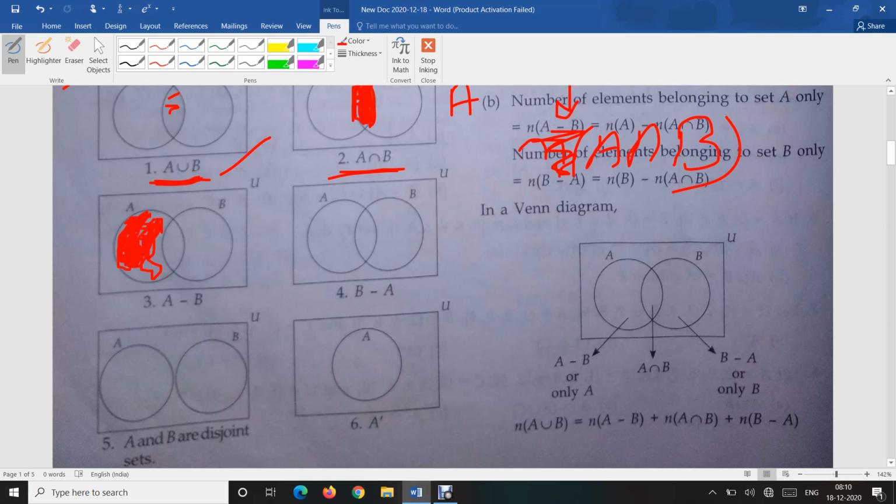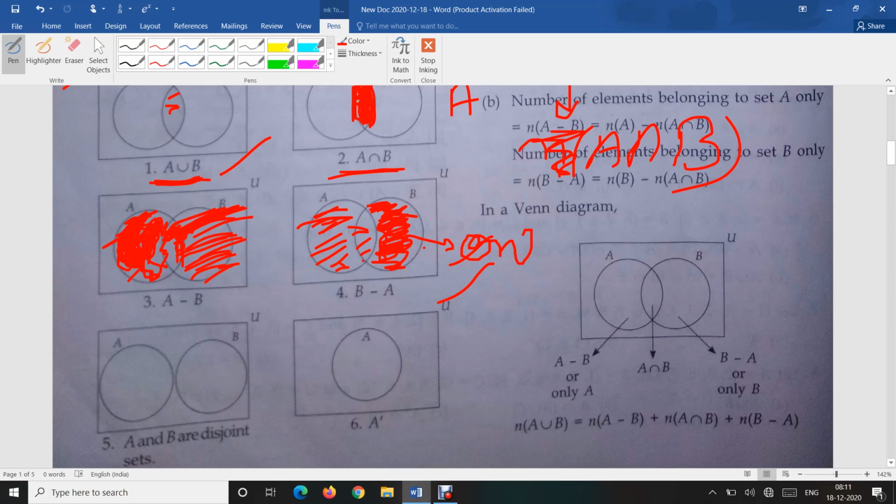is A minus B. Because we have to remove the common portion and also remove the elements of set B, then we will write only the elements of set A. Similarly, you can do for B minus A. You have to remove the common portion and also the elements of set A. Then you are left with this portion only, and this will be B minus A. That means only B.